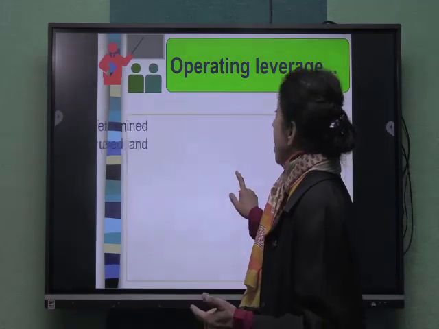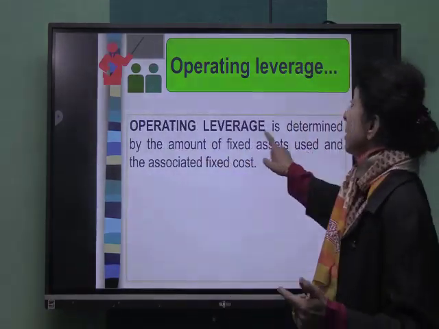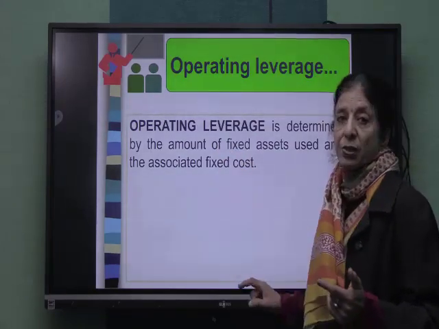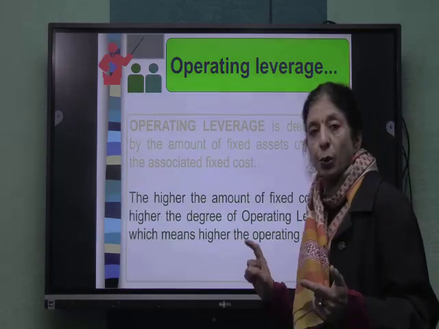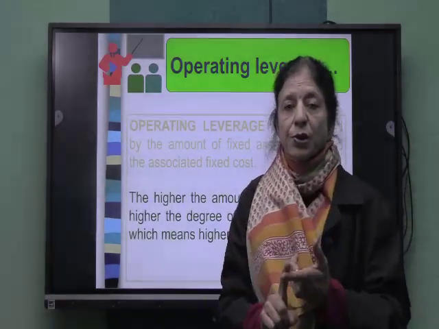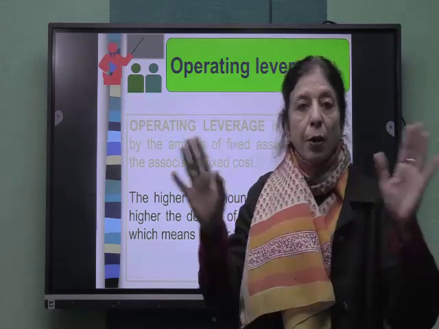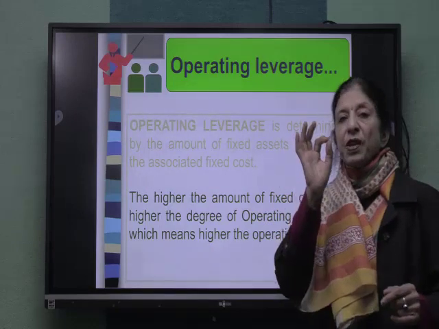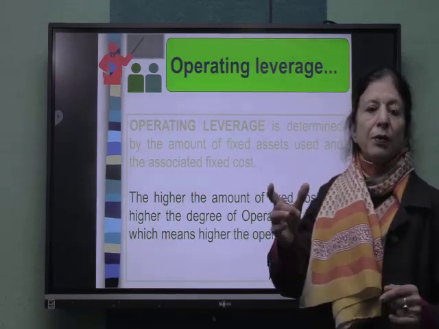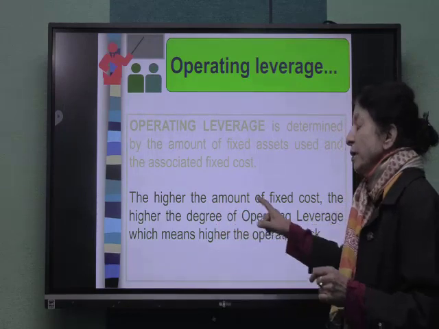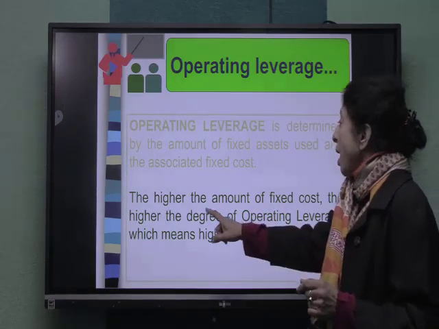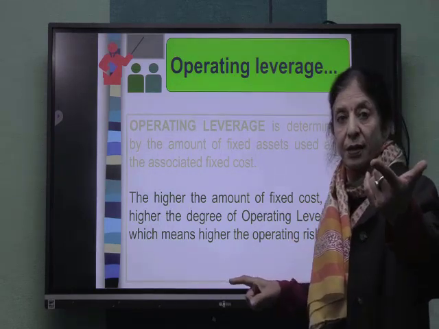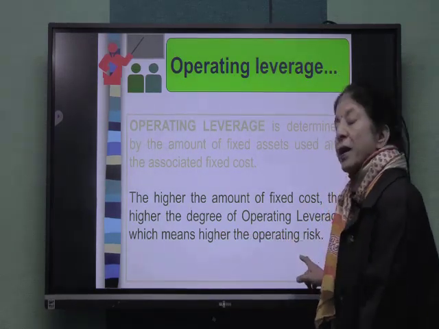Now just see, operating leverage is determined by the amount of fixed assets used and the associated fixed cost. I have already told you that if there is no fixed cost in the operating structure, there will not be any operating leverage. The presence of fixed cost is very important for the presence of leverage. Higher the amount of fixed cost, higher will be the degree of operating leverage and hence higher the risk, which means higher the operating risk.